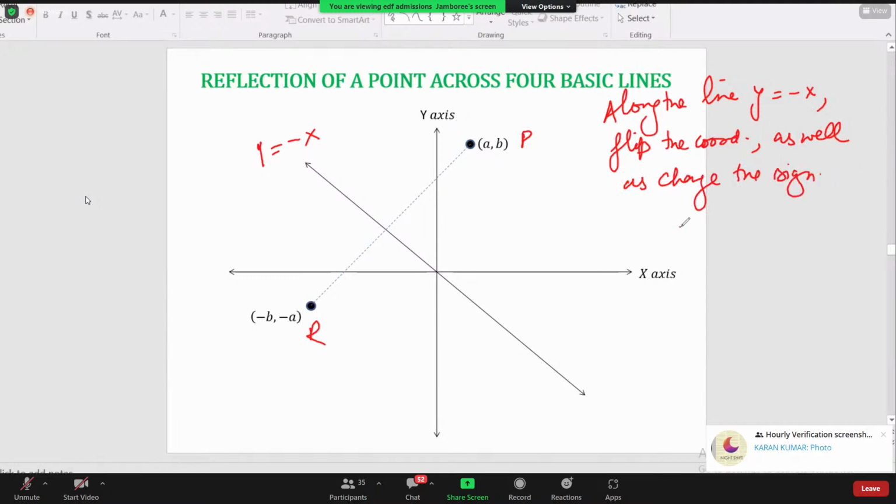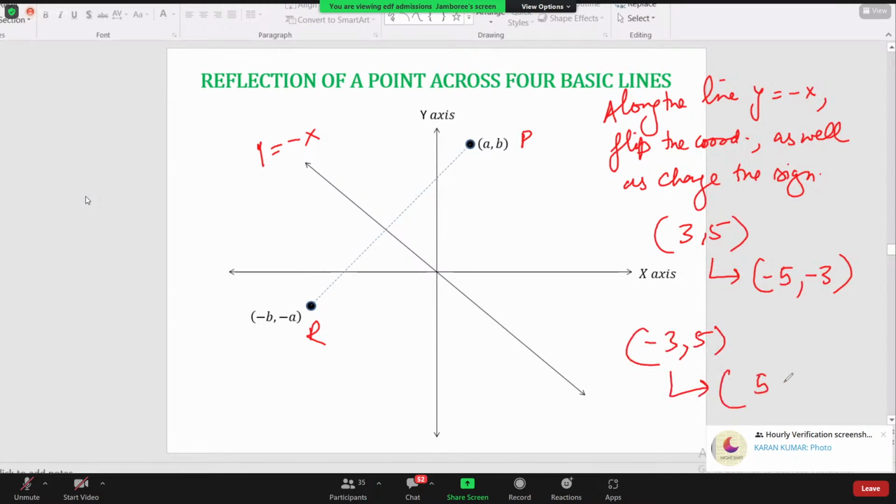So out here, if it is about 3, 5, you need to first of all flip the coordinates, so it will become 5, 3, and now change the sign. So this will become -5, -3 as the mirror image. Similarly, if it is about -3, 5, you first of all need to flip the coordinates, so it will become 5, -3, and now you need to change the sign. So this +5 will become -5, and this -3 will become +3, and you'll get -5, 3 as the mirror image of the point -3, 5. So the bottom line is, when it is about the line y is equals to -x, then you need to flip the coordinates as well as change the sign.